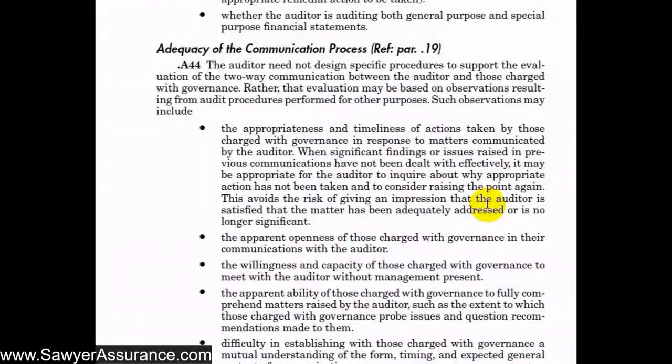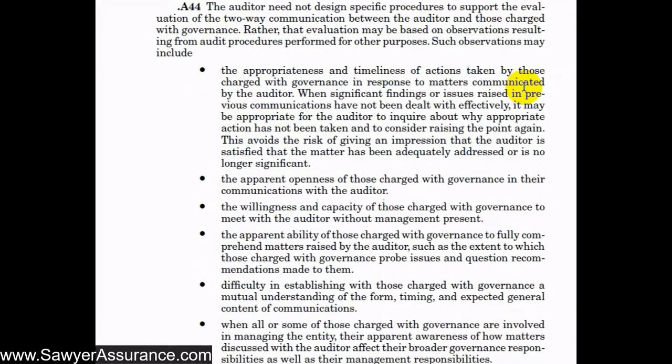So we need not design specific procedures to support the evaluation of the two-way communication between us and those charged with governance. So we don't need to have, in particular, a checklist or some sort of evaluation to say, hey, did we do a two-way communication effectively? But instead, this evaluation might be based on observations resulting from our procedures performed for other purposes. So examples of those observations might be the appropriateness and timeliness of actions taken by those charged with governance in response to matters communicated by us.